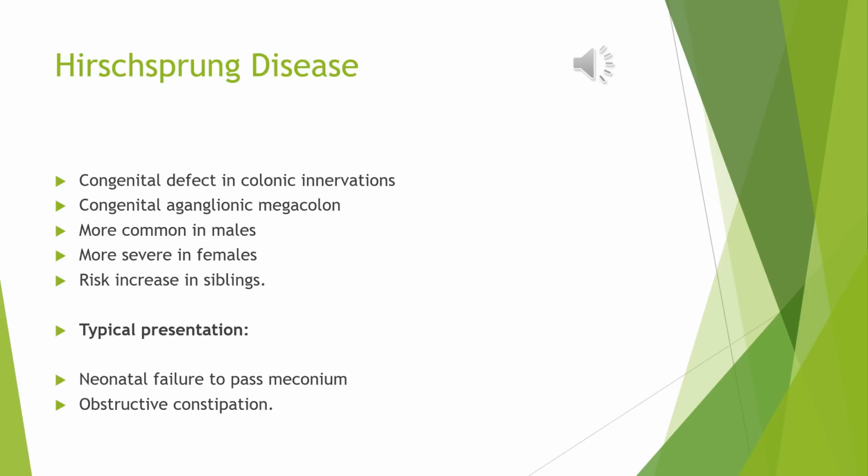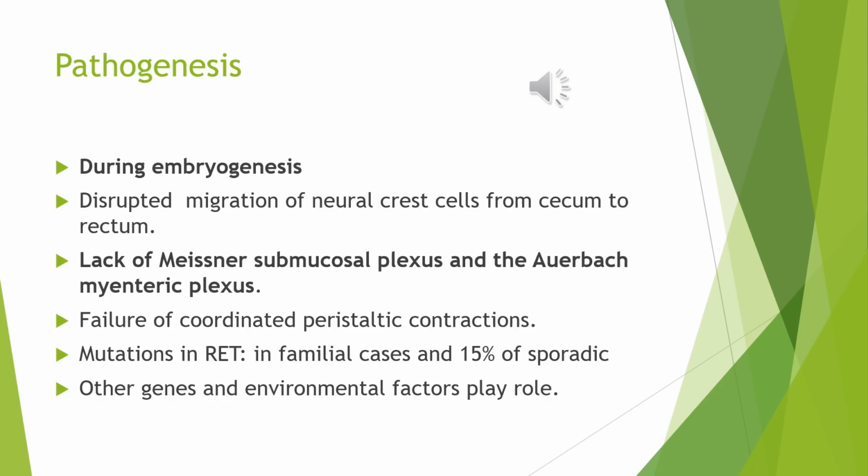Later on, it is followed by chronic obstructive constipation in the child, and no underlying mechanical cause is found, so the problem is attributed to functional obstruction, and then the workup to diagnose Hirschsprung disease is undertaken. So what is the pathogenesis of Hirschsprung disease?